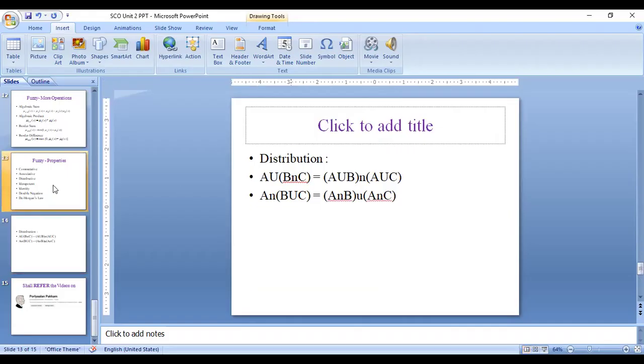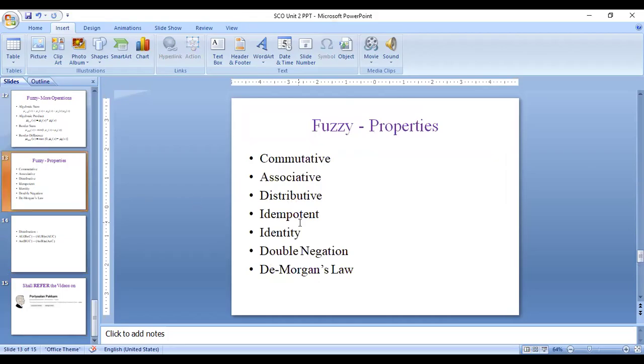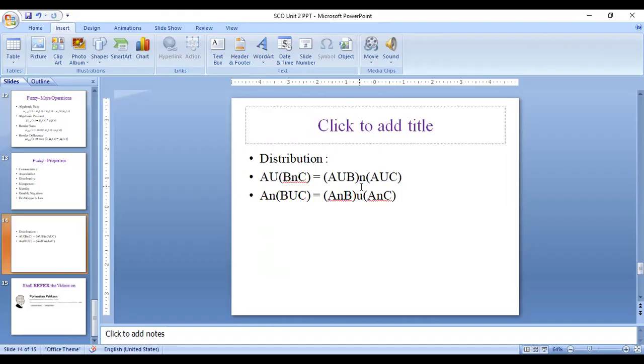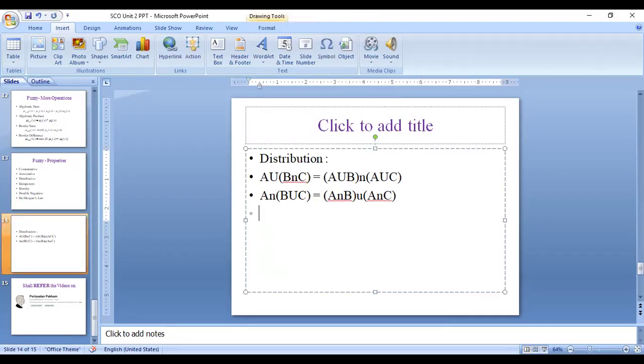And then along with this, we can also mention the idempotent property. What is idempotent property? A union of A is equal to A, or else I can also mention as A intersection of A is also A. This is called as idempotent property.